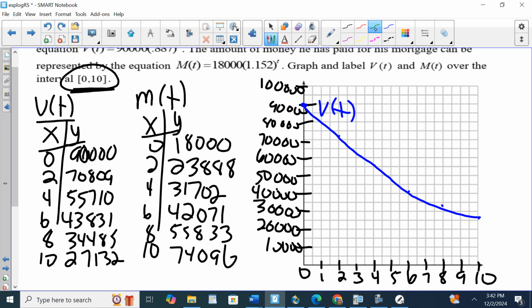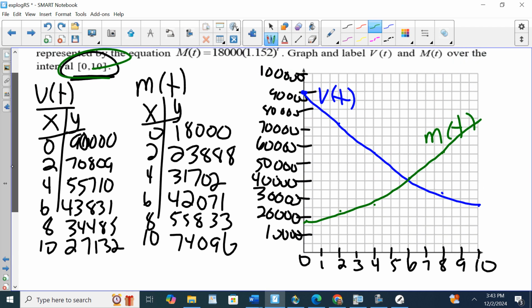Now, M of t, 0, 18, that's under 20. 2, 23 is a little bit below 25. 4, 31, a little bit more than 30. 6, 42, a little bit above 40. 8, 55, just above 55. 10, 74, a little bit less than 75. Again, no arrows because it's said to graph between 0 and 10. That's M of t. It's a bit tedious, but it's not hard. I did it.